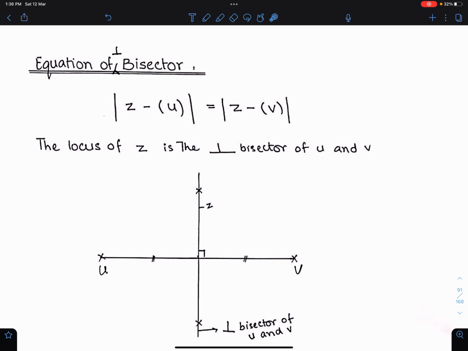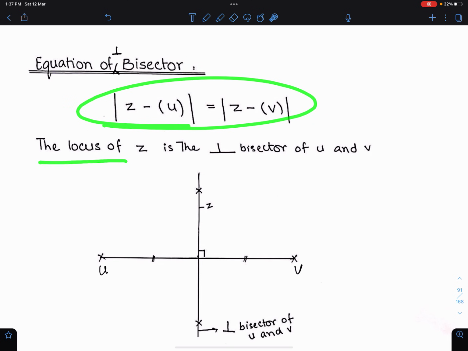This is the standard equation of the perpendicular bisector in complex numbers. In this equation, z is the variable point and u and v are two complex numbers. And these two signs are part of the equation. And both the complex numbers must be inside the brackets. Hence, in this equation, the locus of z is the perpendicular bisector of the complex numbers u and v.